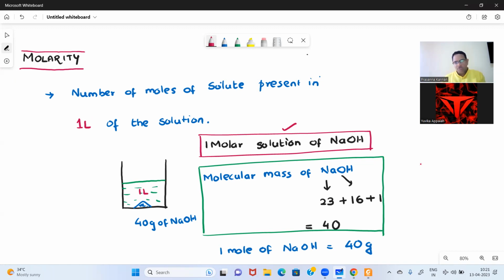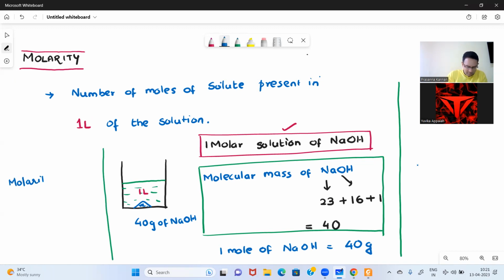Yes, sir. That's all. So, if you want to go by a formula for this, molarity is nothing but the number of moles of the solute divided by the volume of the solution in liters. Clear, Viveka? Yes, sir.